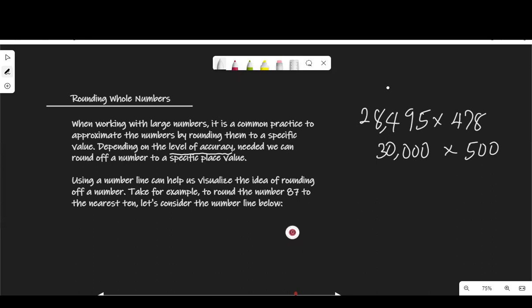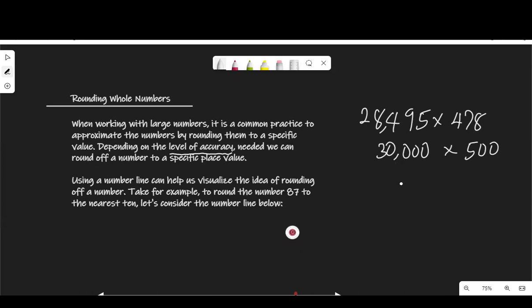So if the seller tells me the price and I want to have an idea of the price in my head, I can just round this to 30,000 and this to 500 and then multiply in my head. Although my result is not going to be accurate, the difference will not be much.